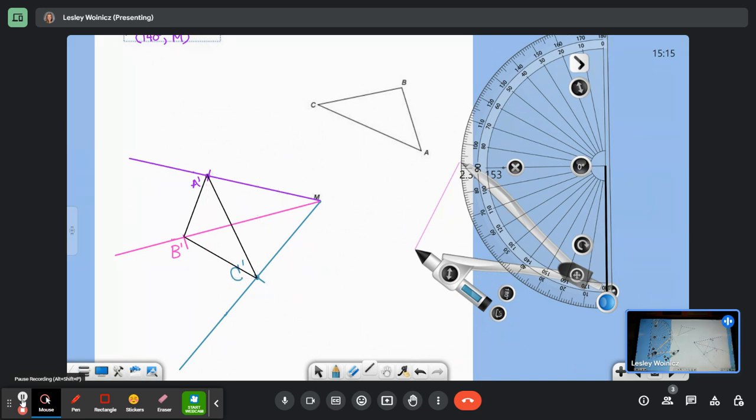Okay. So the true test to see if you did it correctly is to trace your original on patty paper and superimpose it onto the other one and see if it's congruent. So I'm going to pass out patty paper.